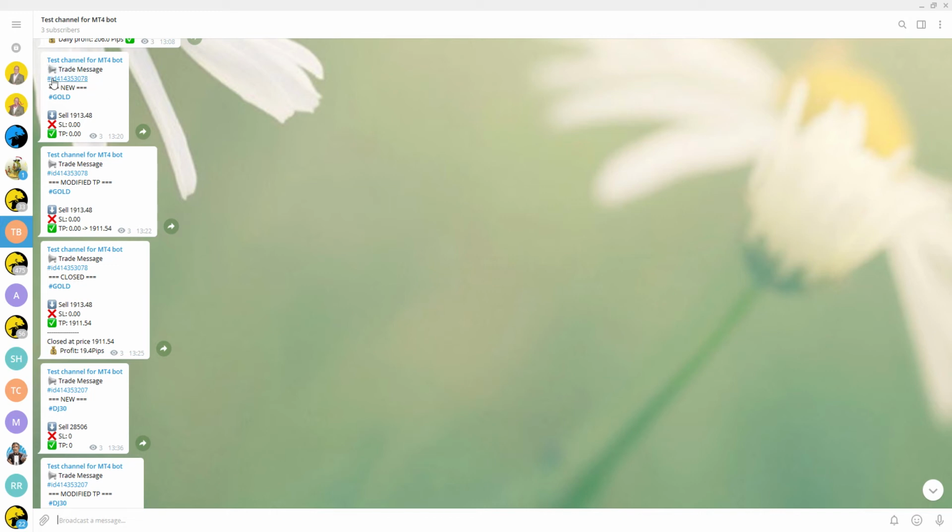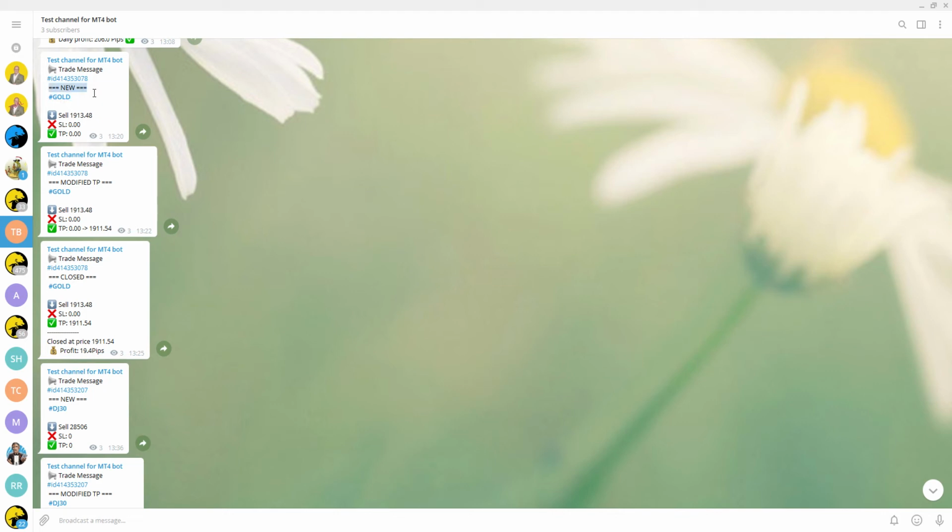The next line down is an ID, so that's going to give an ID of the trade. Each individual trade is going to have its own unique ID, which will be repeated anytime that trade is modified, or indeed if it's closed later in the day. And these three trade messages here, you'll see they all have the same ID. So you know these three messages are related to the one gold trade.